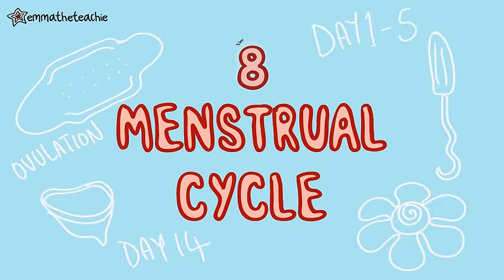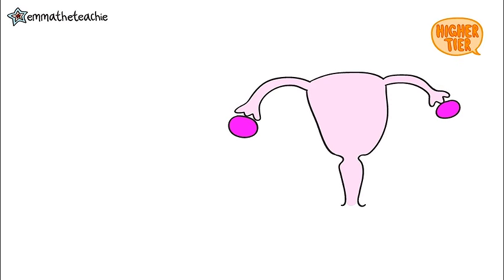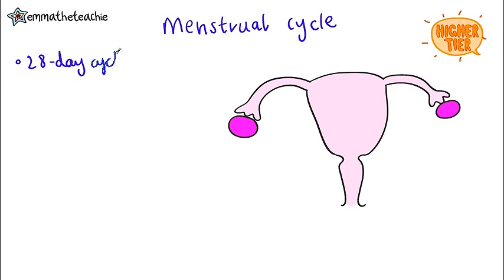8. The menstrual cycle. This is higher tier content, so if you're studying foundation, skip to the contraception video. First, you'll need to know the stages of the menstrual cycle, then we'll look at the hormones behind it. It's a 28-day cycle, and we'll start with the egg maturing in the ovaries, just like you can see here.